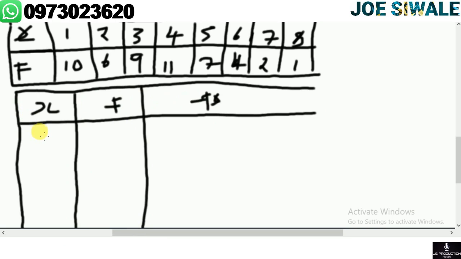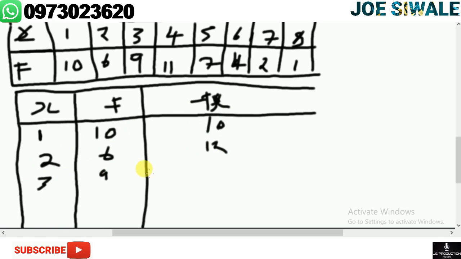So the first number they have is 1 and the frequency is 10. So 1 multiplied by 10, that's 10. Then the second one I have 2, and the frequency is 6. 2 multiplied by 6, that's 12. Then I have 3, the frequency of 3 is 9. 3 multiplied by 9, that's 27. Then I have 4, the frequency there is 11. 4 multiplied by 11, that's 44.